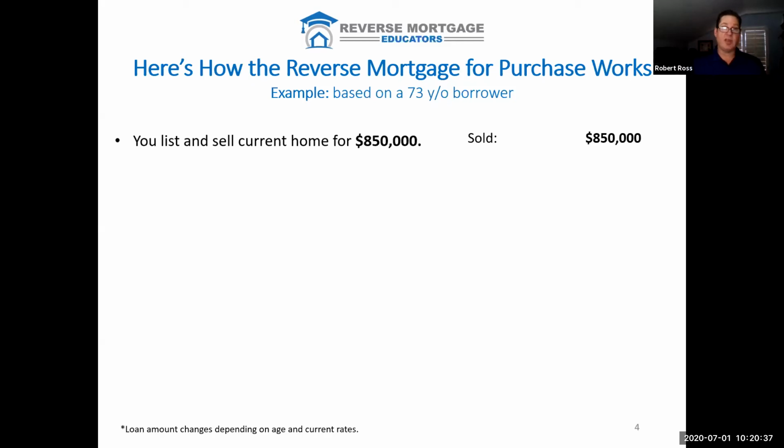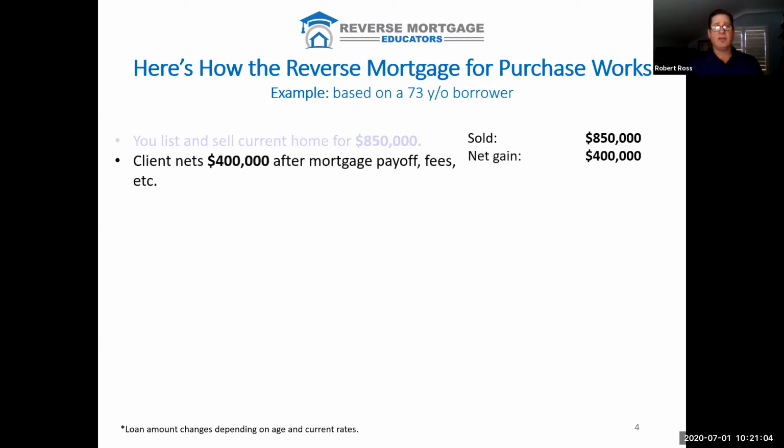In this particular transaction that we're going to show you in this example, let's assume that they have a mortgage payment they're tired of making that's eating up all their Social Security income. On top of that, the house just isn't really fitting their needs in today's age. They're 75, 72, 73 years old. Just not going to cut the mustard in this situation. They're looking for a better situation. So you list the house for $850,000, and let's say after the mortgage payoff and all the costs with selling that real estate, the customer nets $400,000 in net proceeds.